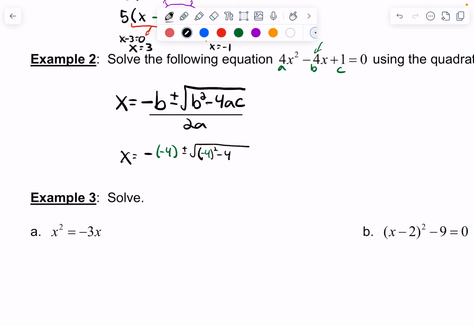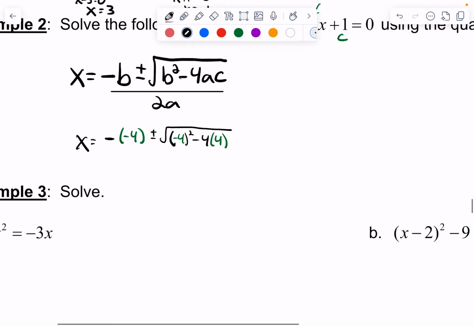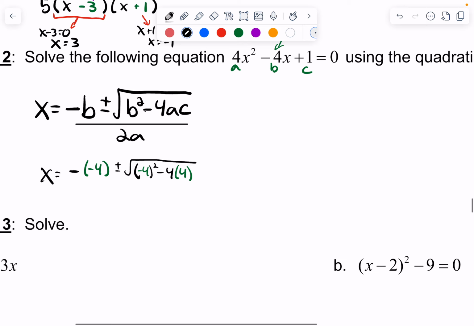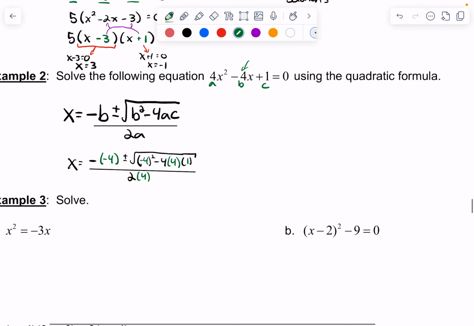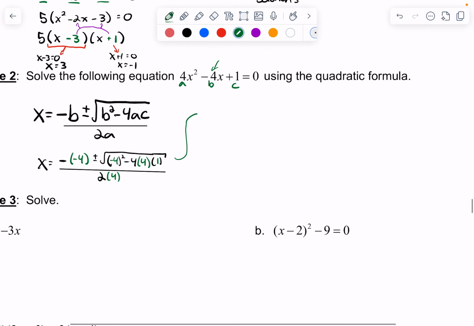Minus 4 times your a. In this case, wow, there's lots of 4's here. Minus 4 times 4 times 1, and our ac value is 1. There you go. All over 2 times your a. And keep in mind, sorry, not a, 4. The whole thing is being divided by that 2 times 4. So now let's clean this up, okay?